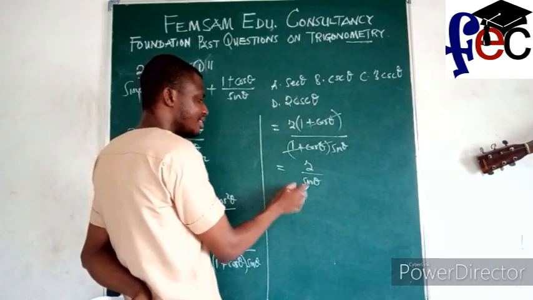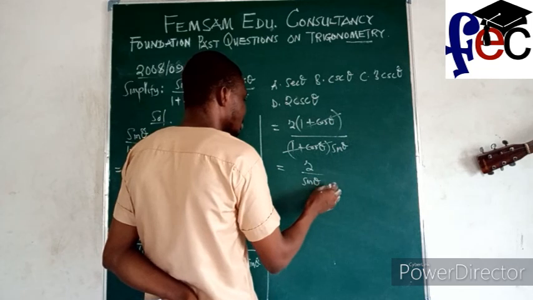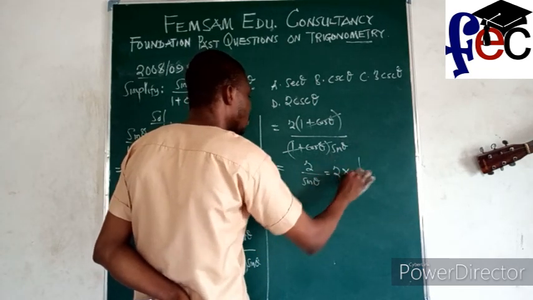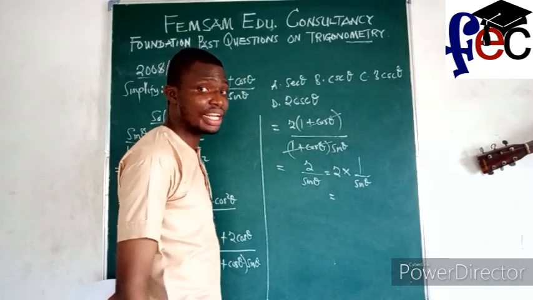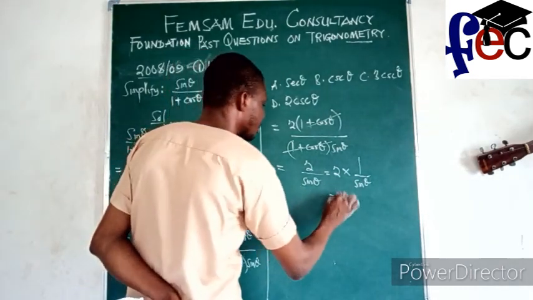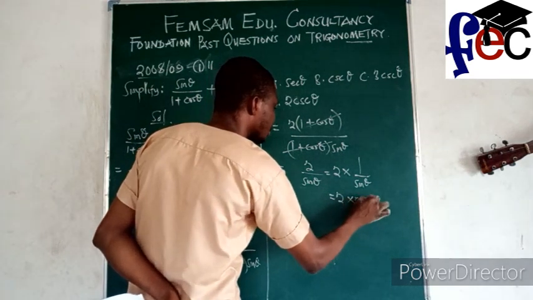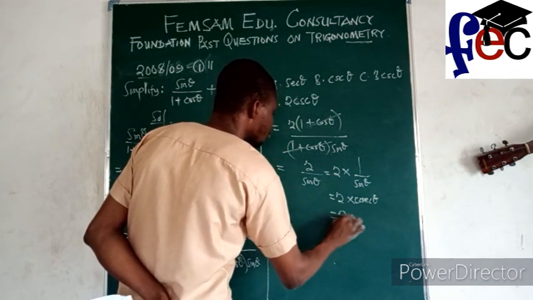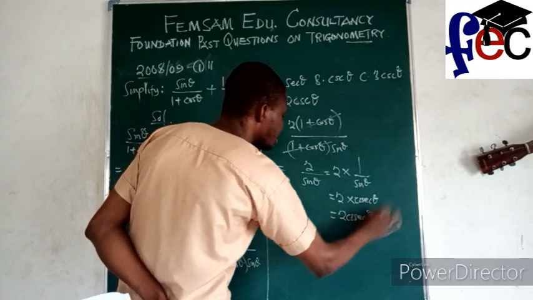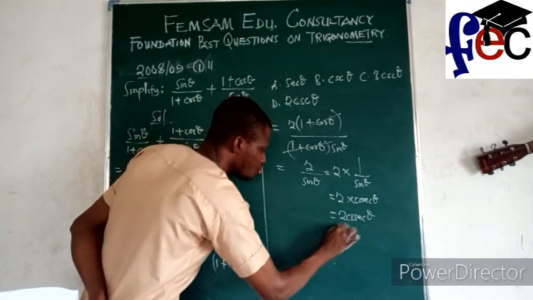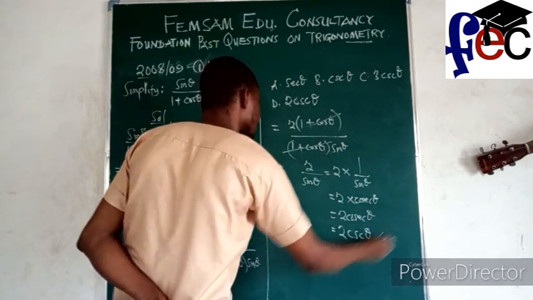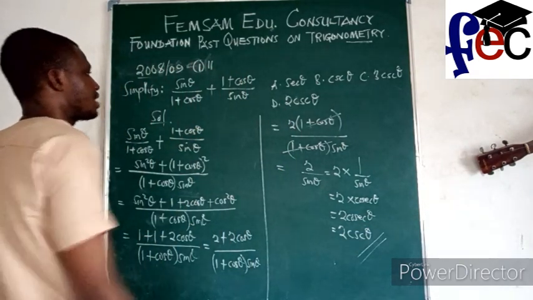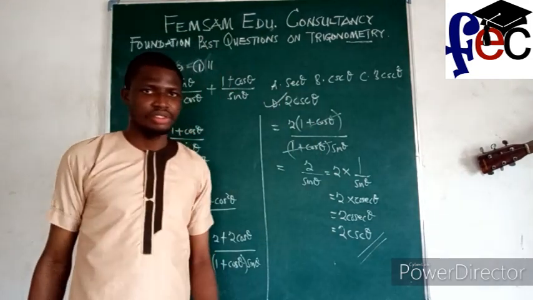Do you know that this is the same thing as 2 multiplied by 1 over sine theta? And 1 over sine theta is cosec theta. That's 2 times cosec theta, which can be written as 2 csc theta. Which of the options is that? That is option D. You understand that? It's as simple as that.